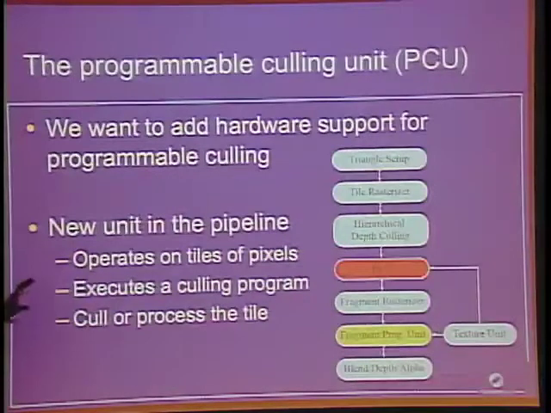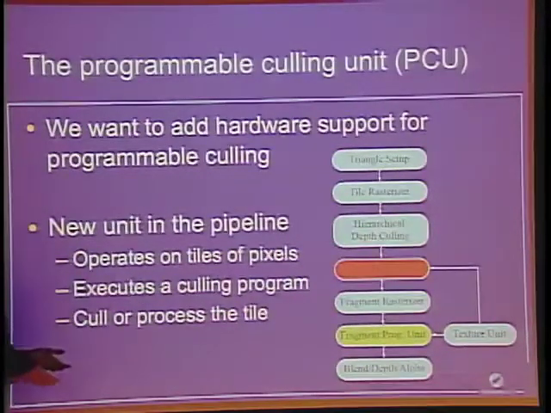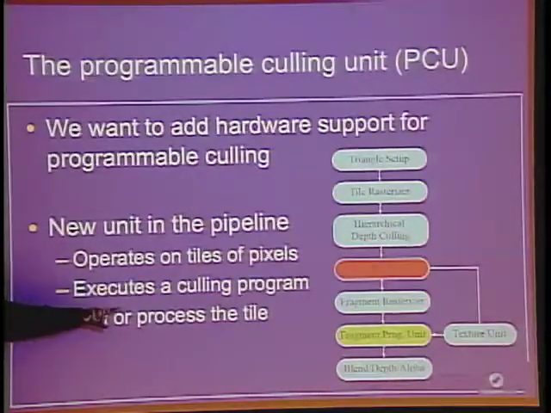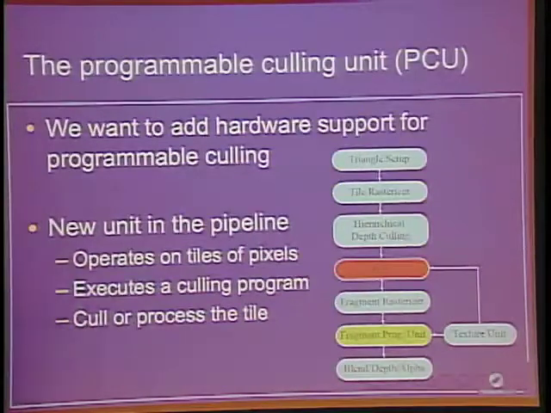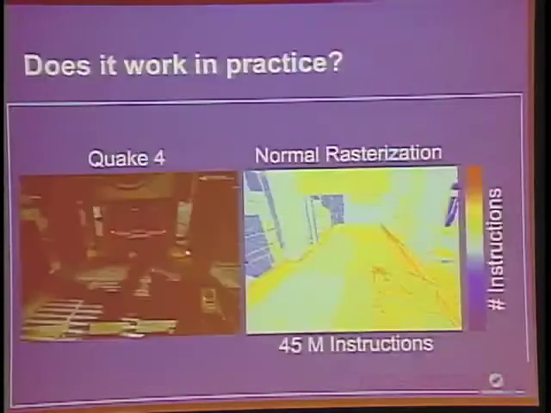We'd like to make programmable culling where we can throw out an entire tile based on all sorts of different ideas, and that's what I'm going to talk about here: deciding whether we're going to process the tile or whether we can throw away the entire tile. So does it actually work? They took real applications and ran them through, which is really cool. They built an architectural simulator and figured this out.